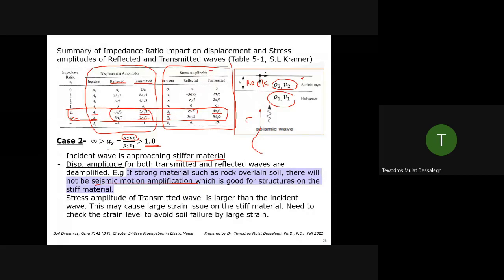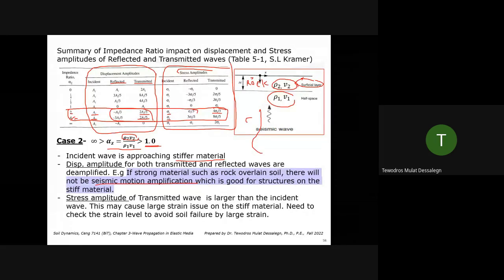But stress gets amplified. The stress increases within the stiffer material. Now, if stress increases, then shear strain is going to increase. So deformation of the particles within this medium is going to increase. Strain and stress: we have to check strain and stress levels within this material. There may be failure because of excessive stress. That's what we have to check. But in terms of inertial force, acceleration, displacement, or velocity, it's de-amplified.